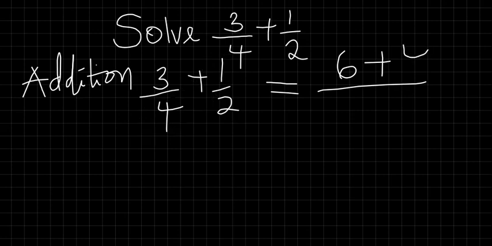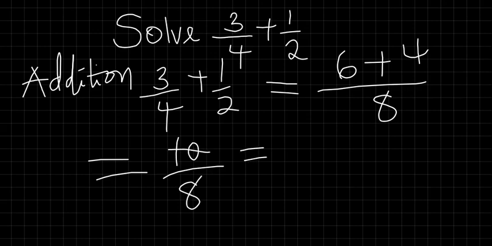So over the LCM, we multiply this and this, so that will be 8. So what we have now is 6 plus 4, that is 10. So we have 10 over 8, and that will be equal to, 2 here 5, 2 here 4. So we have 5 over 4, and that's equal to 1 1 over 4.